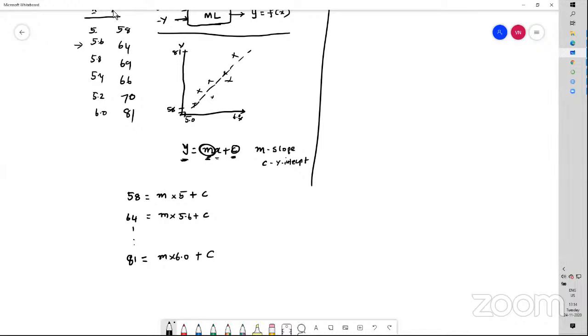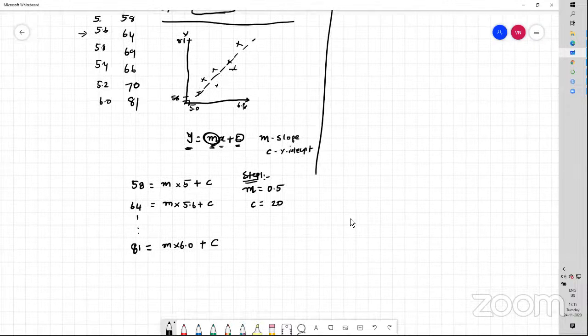Now, we have to find out the values of m and c, right? Let us randomly initialize, step 1. Let's call this step 1. Let's randomly initialize m and c. For example, here, let's randomly initialize m to be 0.5 and c to be, let's say, some 20. I just started it randomly. I have no clue whether these values are good or not.